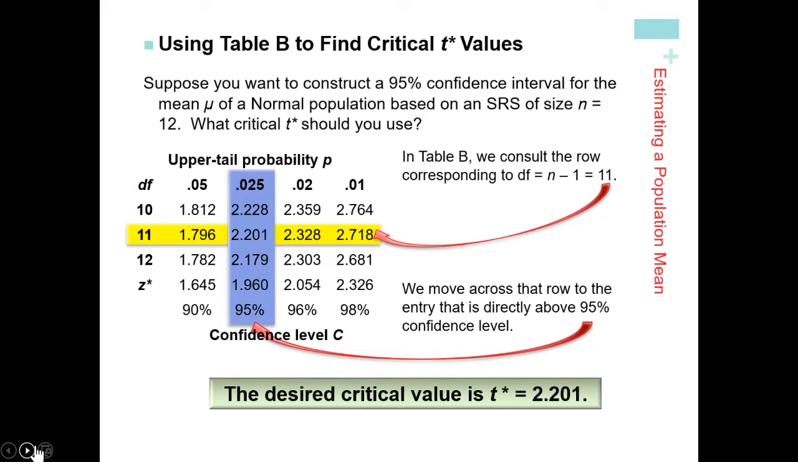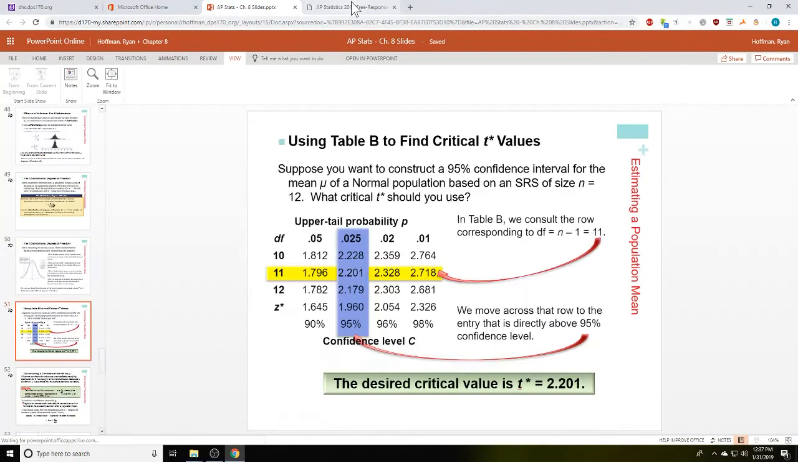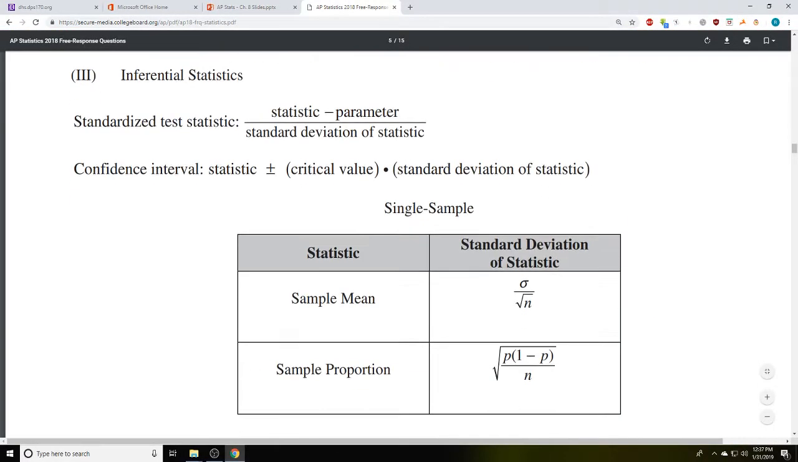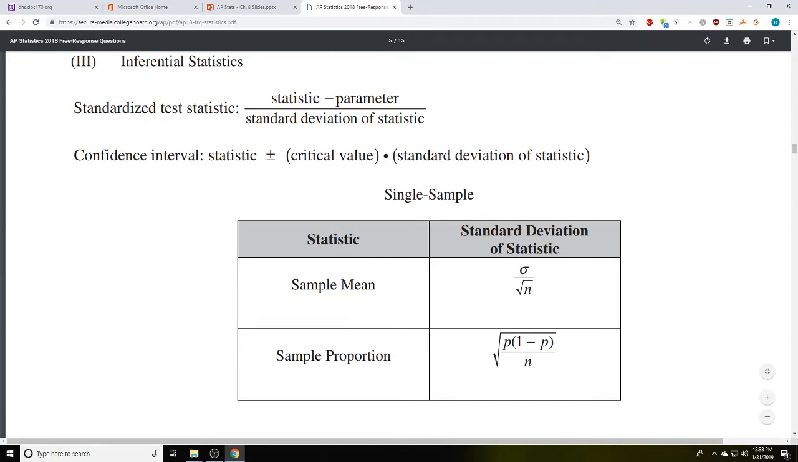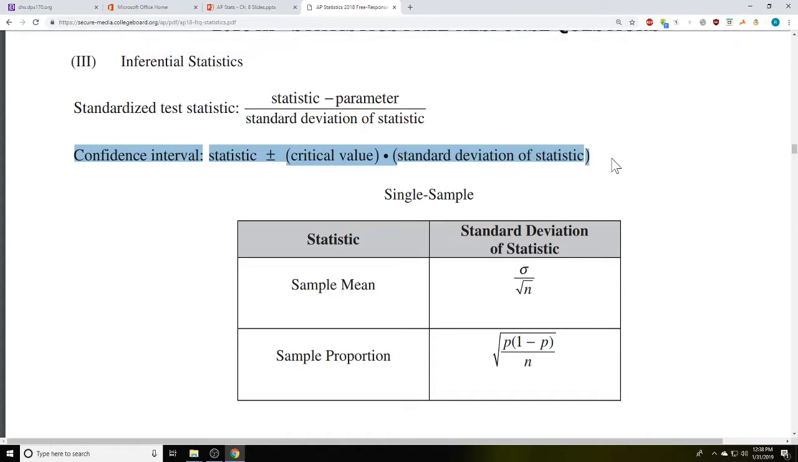So let me just show you this very quickly. This is the AP formula sheet. First off, you'll notice that it's got that confidence interval formula. So if you're wondering how the formulas look on the AP test, this is how they look. It gives you the critical value and the standard deviation, and then it gives you all the standard deviation formulas you'll need to know for the different types of intervals.